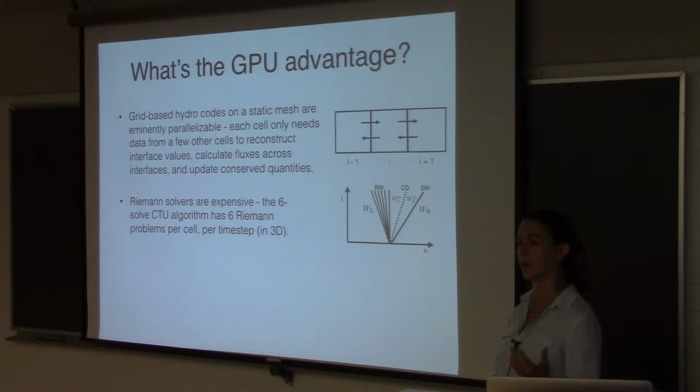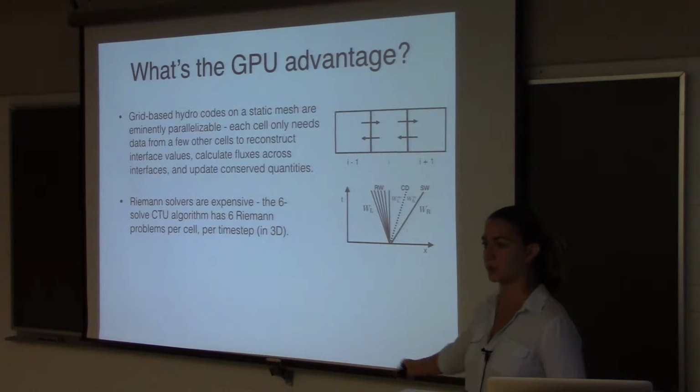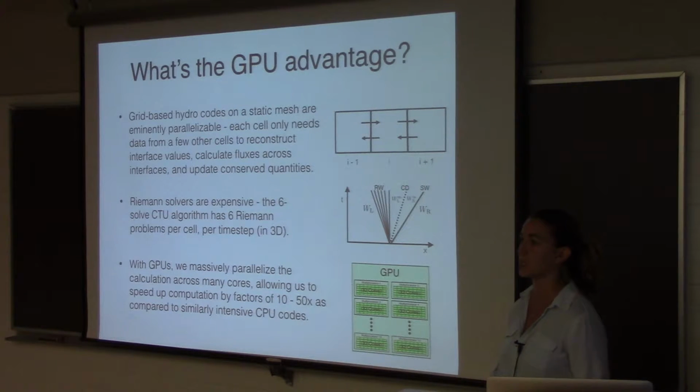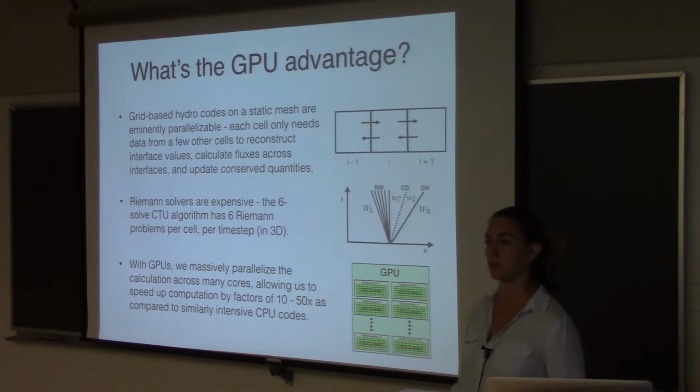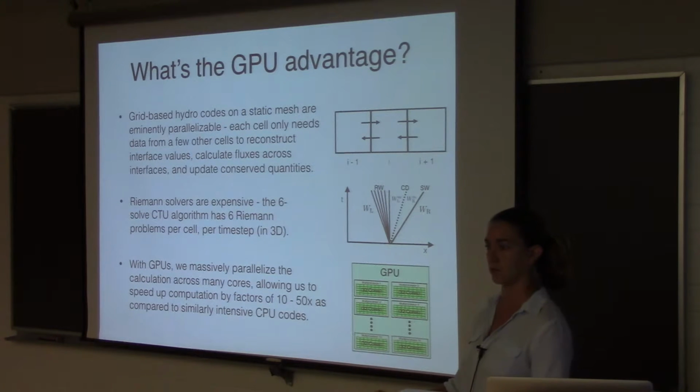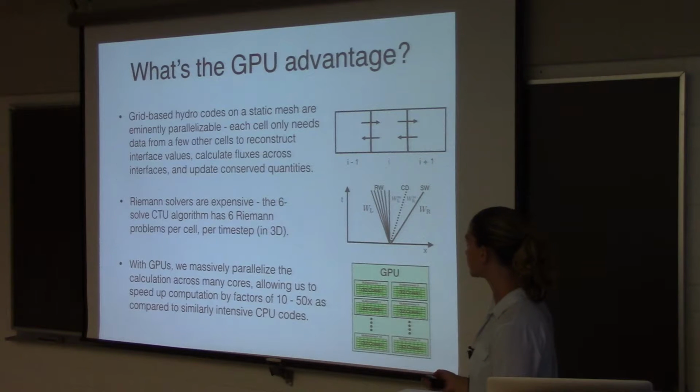If you're doing something like gravity and hydrodynamics, hydrodynamics is always going to be what takes the most time. And so, of course, the idea is that with GPUs, we are going to parallelize that calculation and run things across these many cores, and that allows us to speed up the calculation by an order of magnitude or more as compared to how long it would take on a CPU-based architecture.